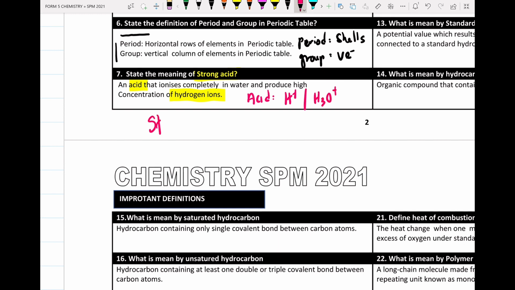All right, so remember all the strong acids and their formulae. The strong acids and their formulae are very important. Number one, hydrochloric acid. Number two, sulfuric acid. Number three, nitric acid. These are the three strong acids the students must remember.